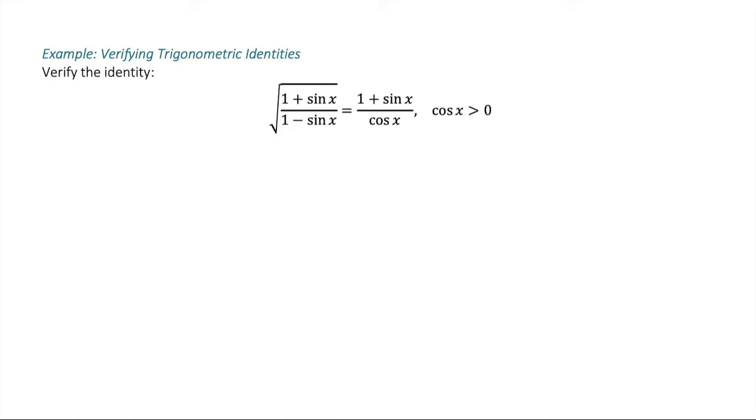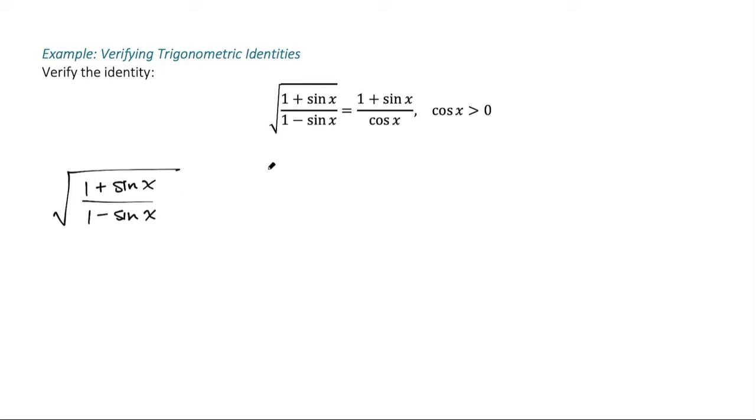To verify this identity, it looks pretty dang complicated. Both sides look pretty complicated, but I think most would agree that the left side of this equation looks quite a bit more complicated than the right side. And so I am going to work with that. I'm going to start with this square root of (1 plus the sine of x) over (1 minus the sine of x).